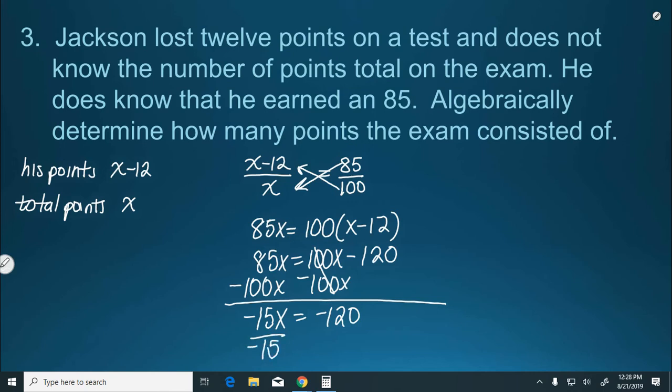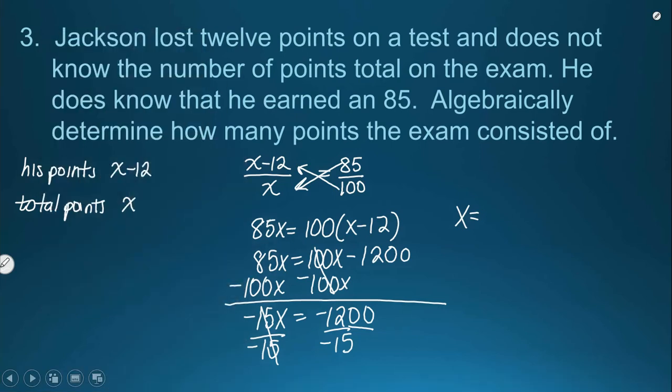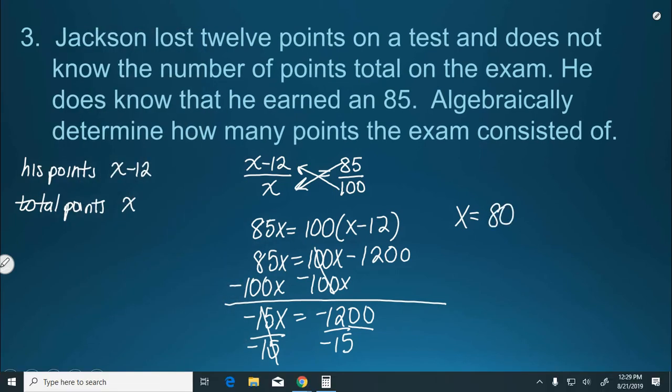Divide by negative 15, divide by negative 15, and x is, I want to do my math over here because I'm not 100% sure that I did that correctly. 100 times 12 for some reason. Oh, I knew I messed that up. Should be 1200. And hopefully you caught that without my help. And then you divide that by 15 is 80. So x equals 80.